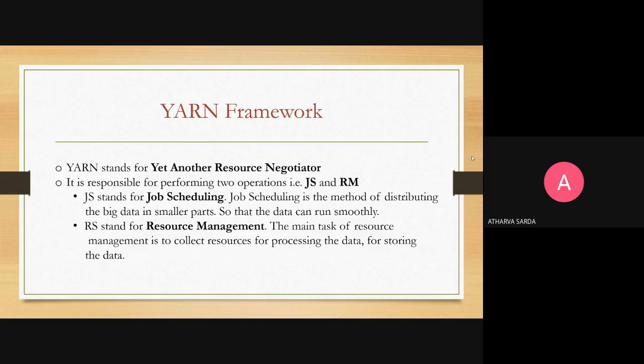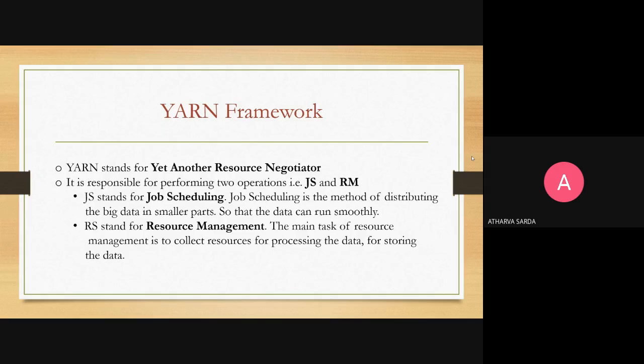Moving forward, the next module is the YARN framework. YARN stands for Yet Another Resource Negotiator. YARN is responsible for performing two operations, that is JS and RM. JS stands for job scheduling, whereas RM stands for resource management. Job scheduling is the method of distributing the big data in smaller parts so the data can run smoothly. What happens is we divide it into small modules so that it can work faster. Also, sometimes it checks the priority of which job should be executed at what speed, and also which job should be executed first.